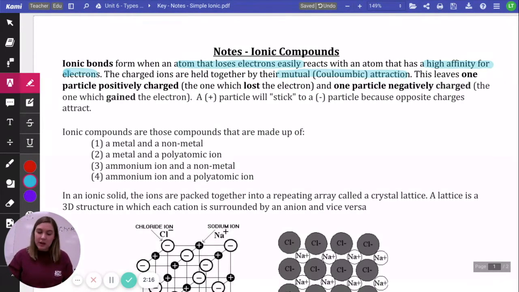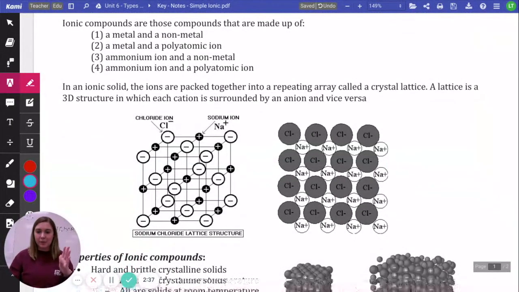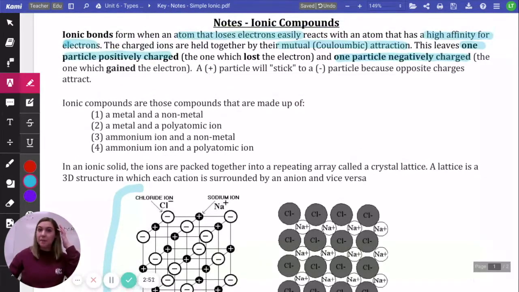This leaves one particle positively charged, which is the one that's lost electrons, that's our metal, and one particle negatively charged. Positives and negatives stick together, and so they are attracted, and they form this cool lattice structure of positives and negatives. We'll talk about this more in a minute, but you can see down here what it's going to look like. We have that positive and that negative, and they're attracted, so they form a structure arranging the positives and negatives in a way that they are able to interact and are attracted to each other.